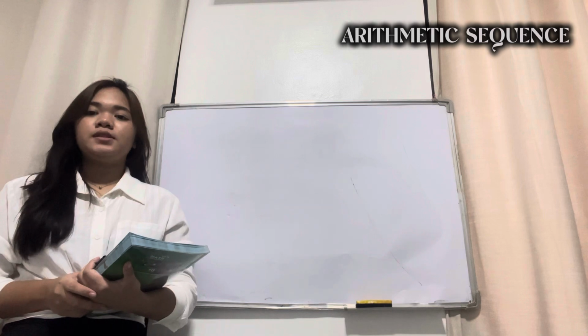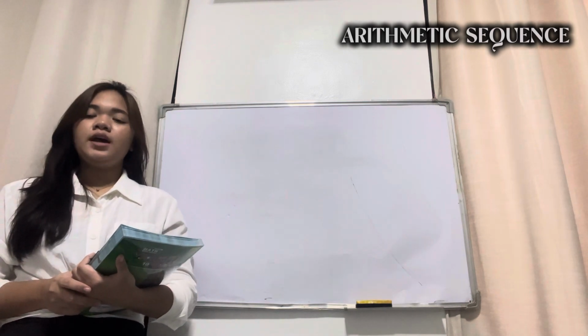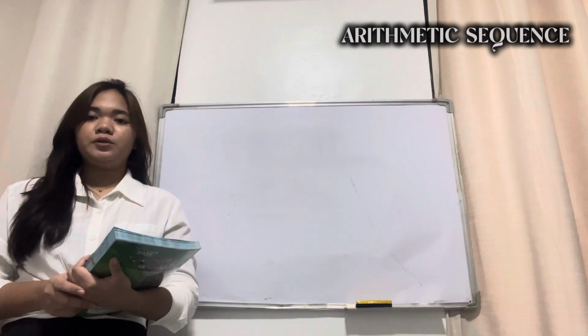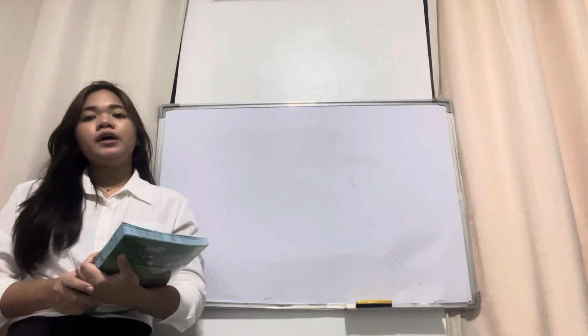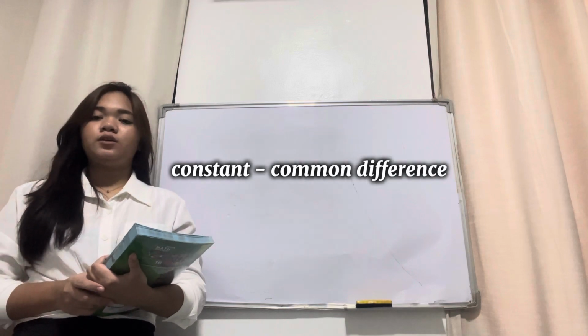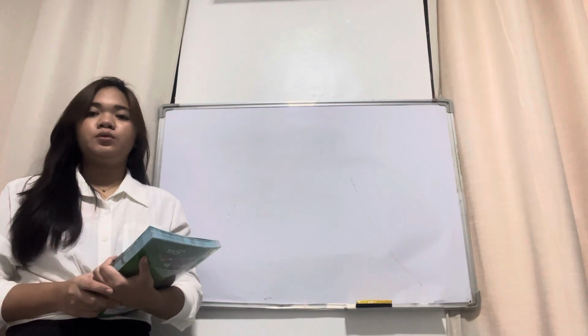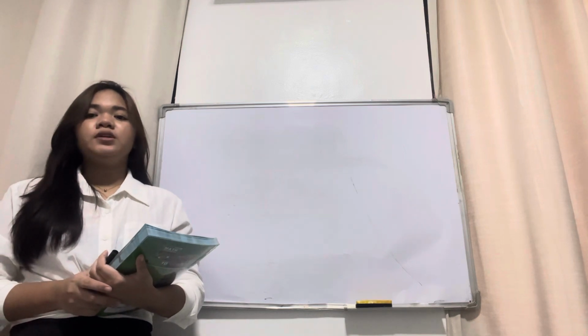What is an arithmetic sequence? It is a sequence in which each term after the first is formed by adding a fixed number to the preceding term. The number added to each term is called the constant. The constant number is called the common difference. To find the common difference, we just need to subtract a term from the term after it.